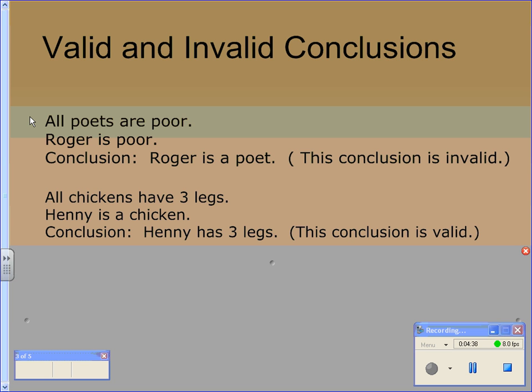All chickens have 3 legs. So Kenny is a chicken, therefore Kenny has 3 legs. That would be a valid conclusion. It's not a true statement, but it is valid. Does that make sense? That's the difference between valid and true.